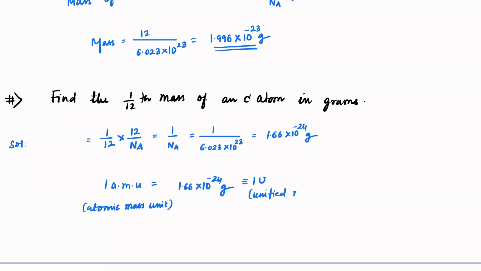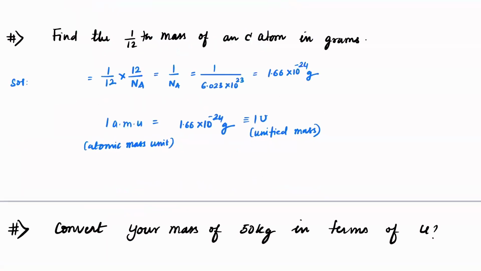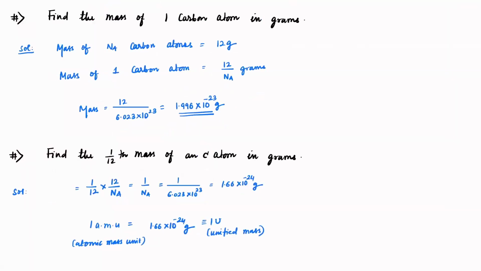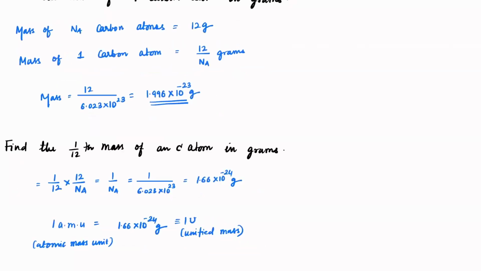Unified mass. Everybody understood the term? What exactly is a mole? Or how do we refer to that in terms of mass of carbon atoms? And how we can write that in terms of various terms like AMU, unified mass, Avogadro's number, and so on. Correct?